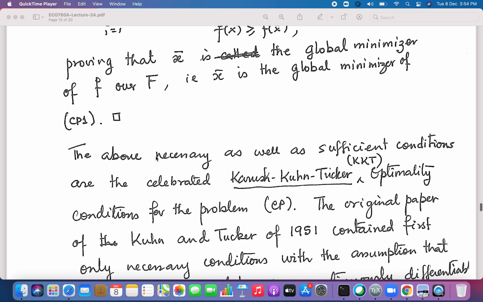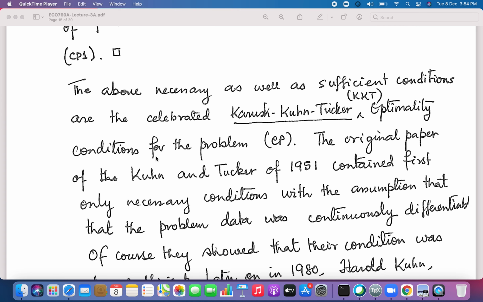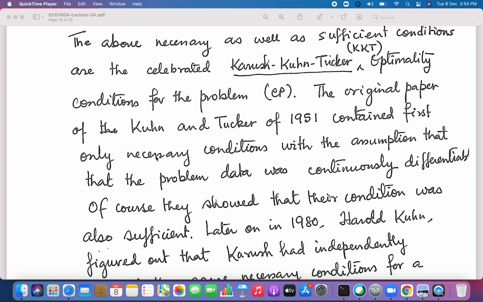So these conditions are the celebrated Karush-Kuhn-Tucker conditions. In the original paper of 1951, which contained first the necessary conditions, the assumption was that the problem data was continuously differentiable. They didn't bother about convexity while proving necessity. Here we have made huge use of convexity while proving even the necessary part. What they used was something called Farkas lemma.